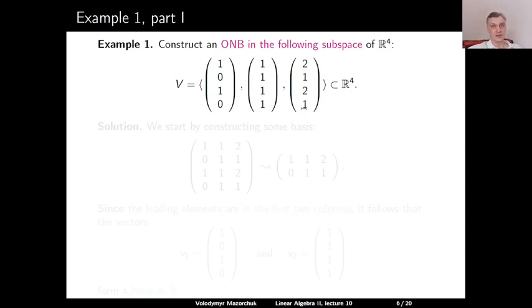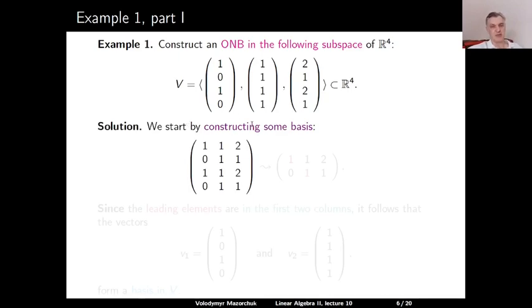We want to apply the Gram-Schmidt process described by the previous proposition, but in order to be able to apply it, we need to start from a linearly independent set of vectors. So here we have V generated by 3 vectors. Let's find some basis in V. So let's find out which of these vectors are linearly independent.